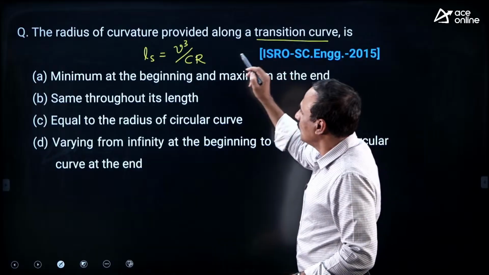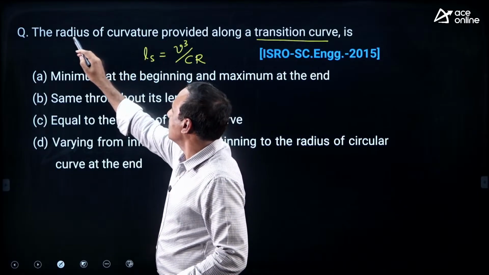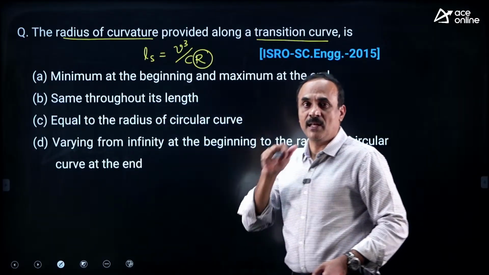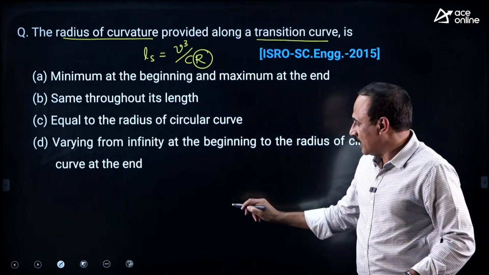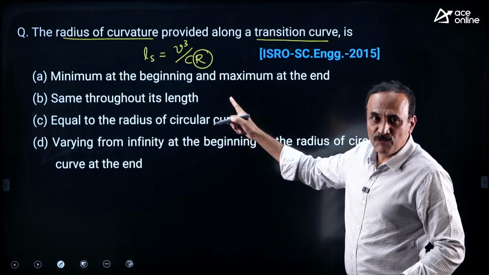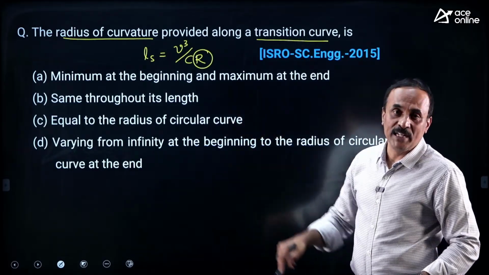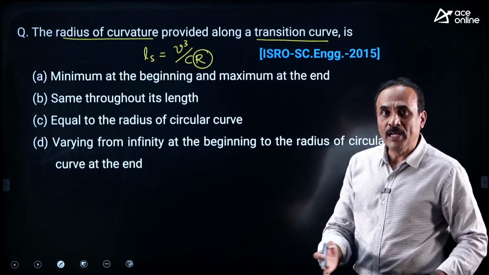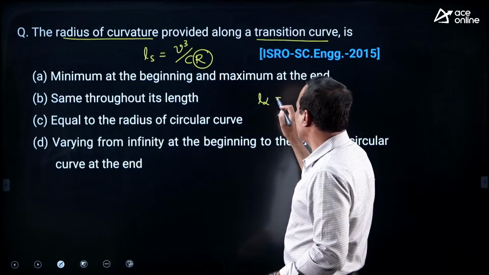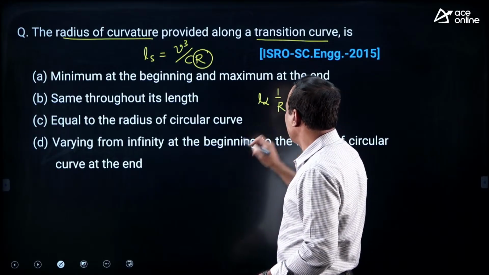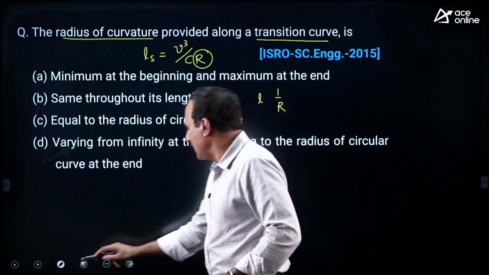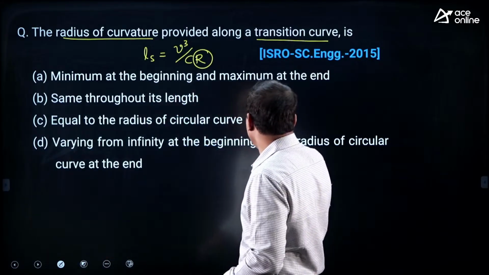They are asking you curvature provided, radius of curvature provided. Radius of curvature is capital R. At the beginning, by the time you leave from the straight road, radius is infinity and slowly it reduces. So, length of transition is inversely proportional to radius. As the length increasing, radius should decrease.